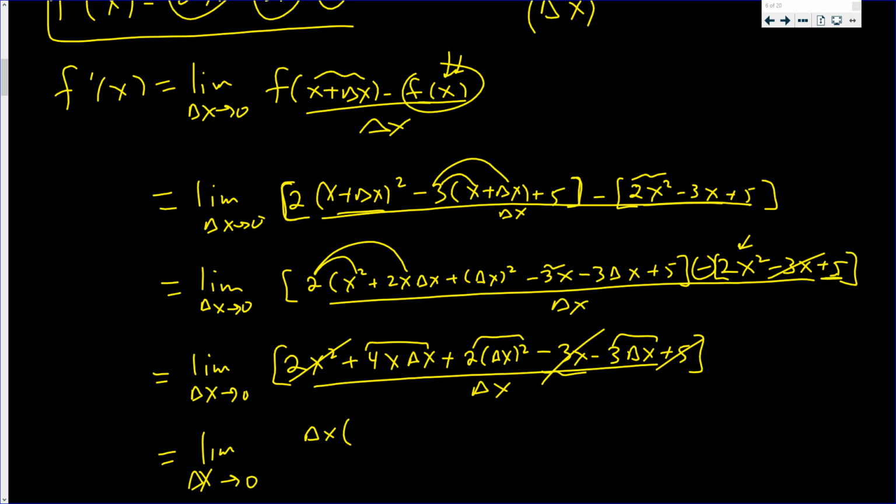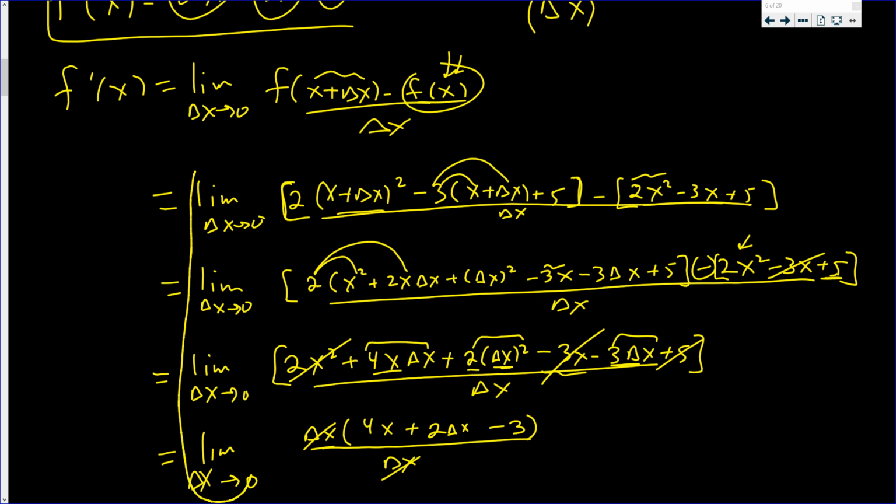So let's factor it out, delta x factor. So here we have 4x plus 2 times one of the delta x's that we didn't factor out, minus 3, all over good old delta x. And this cancels. Again, other than writing down the formula, all I've really been doing in terms of calculus is writing the word limit.